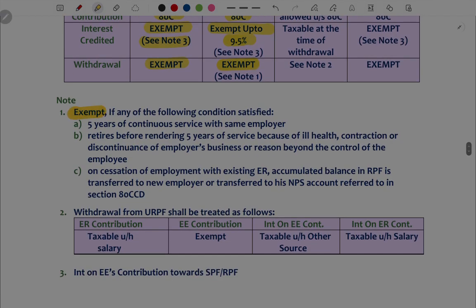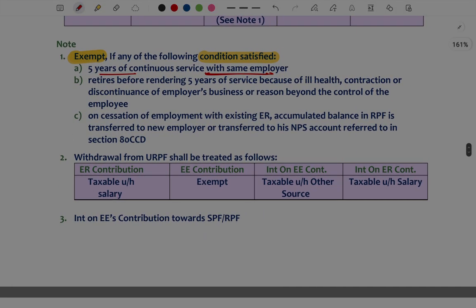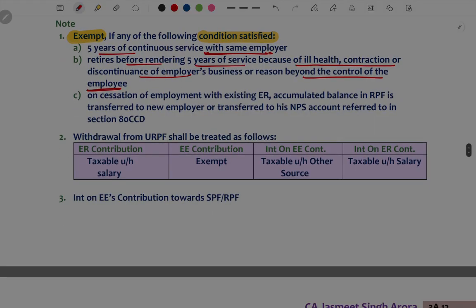Your withdrawal of RPF is exempt if any of the following conditions is satisfied. What is it? Five years of continuous service with the same employer. If you served for 5 years or more, then you will be exempted. Or retires before rendering 5 years of service because of ill health, contraction or discontinuation of employer's business, or any reason beyond the control of the employee. Or on cessation of the employment, the accumulated balance in RPF is transferred to the new employer or to the NPS account referred to in section 80CCD.